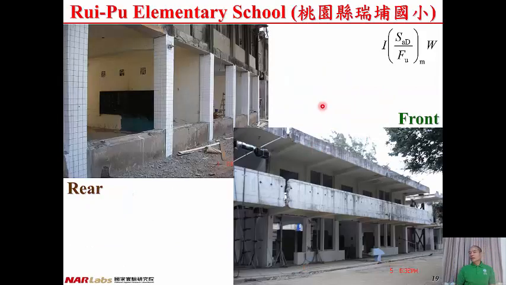And here's an example. A building in Retrofit Elementary School. This is the front picture of the building. This is the rear picture of the building. And we are going to compute the seismic demand of the building equal to I times SaD divided by FU modification times W.